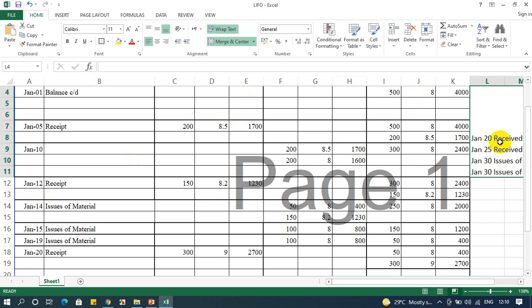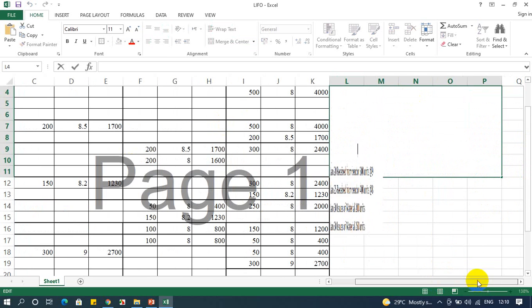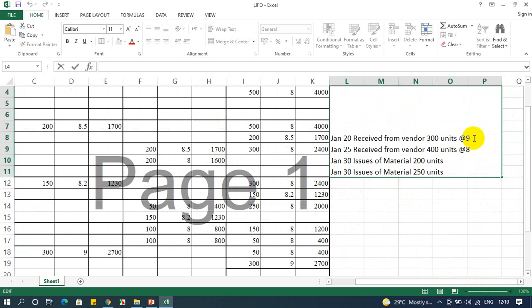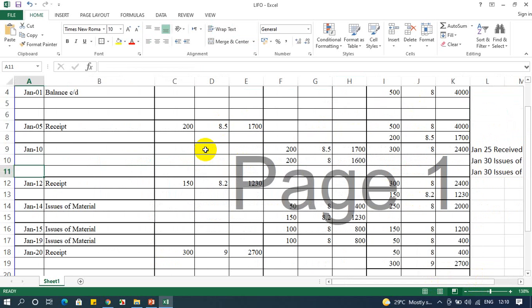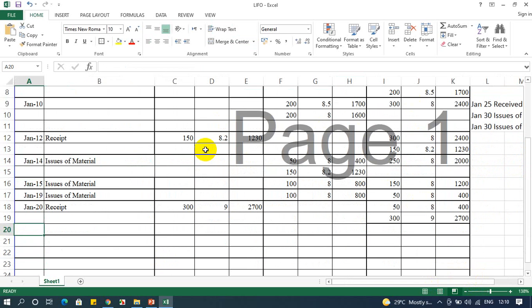Again, January 25 we receive 400 units at the rate of 8. So we are purchasing on January 25.